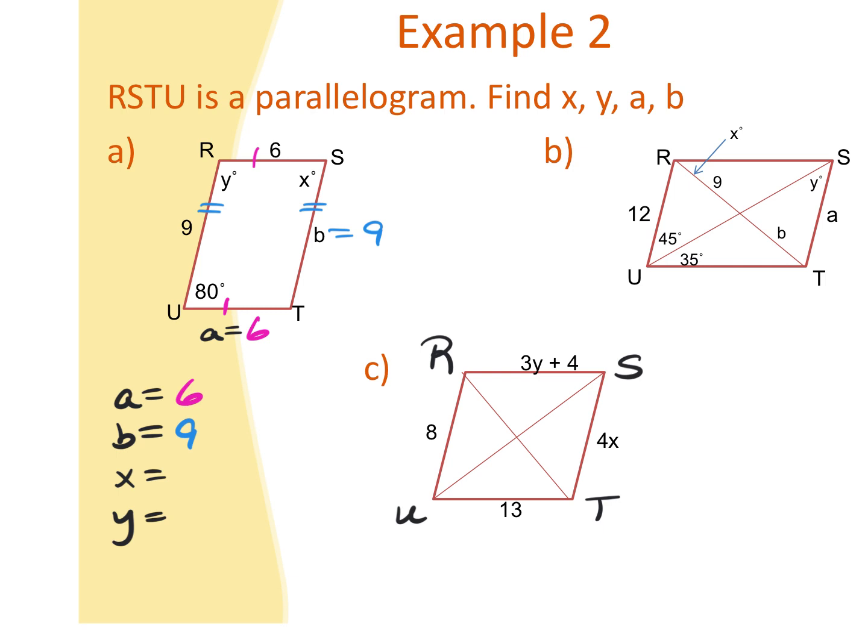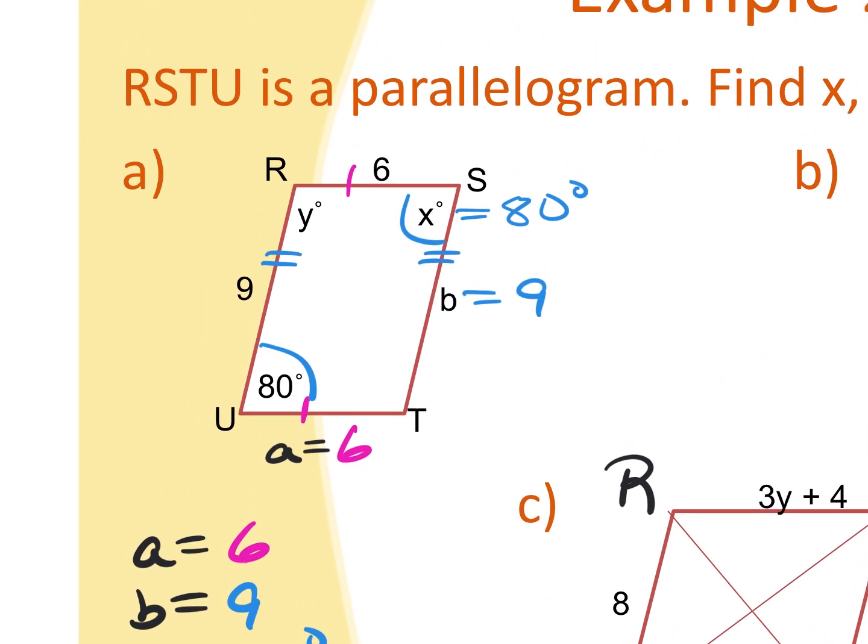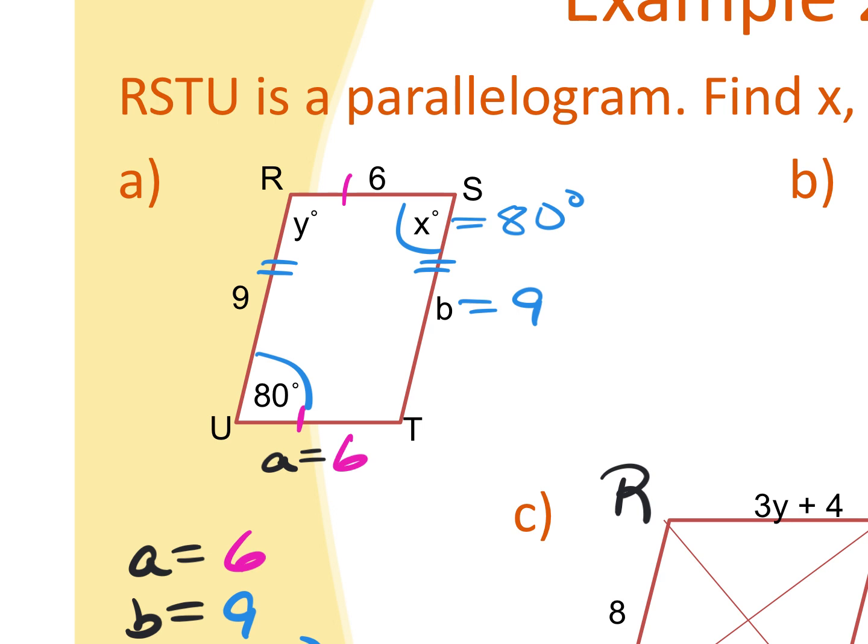And then if I wanted to use my opposite angles theorem, I could show that angle U and angle S are congruent using the parallelogram opposite angles theorem. So X would be 80 degrees. Now notice in the picture, you notice how X and Y have the little degree symbol. So that's a clue that you're looking for an angle measure, not a side length.